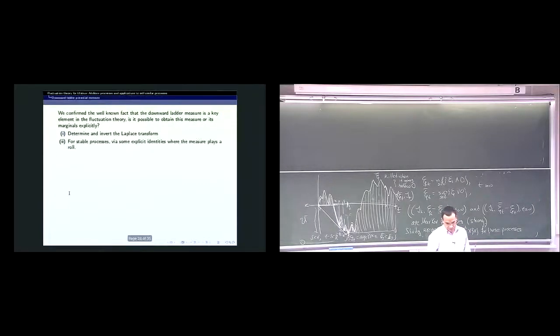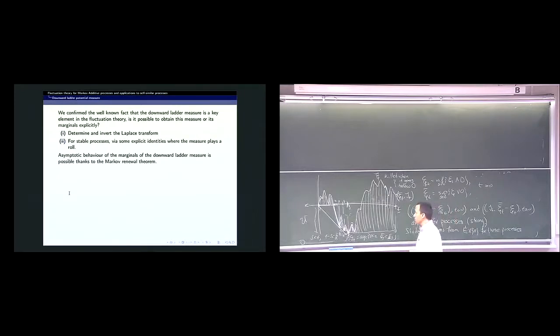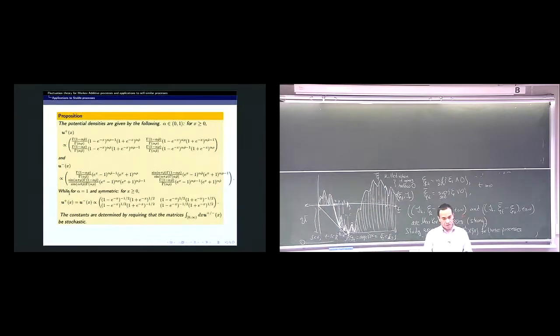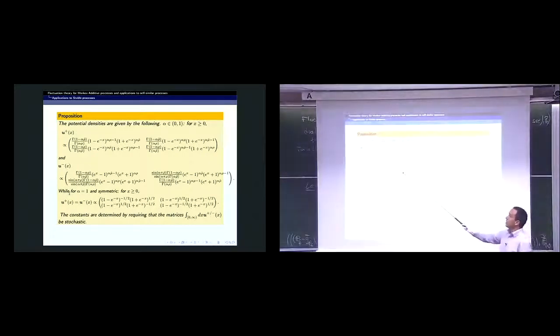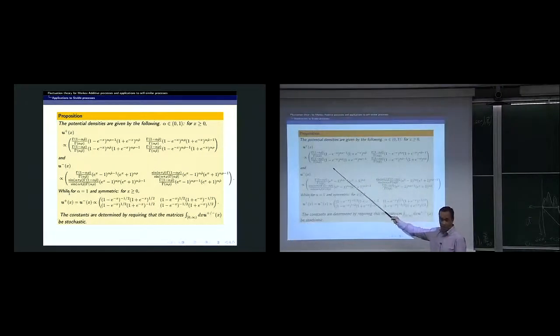So now we have the question I raised before. How do we determine these potential measures in general? And what else can be said once we know that kind of thing? For stable processes of dimension 1, we can get the upward ladder height process, the upward ladder height potential. This is just in space, not in time. And there, remember, when we're in dimension 1, we just have two processes. We have one for the positive side and one for the negative side.